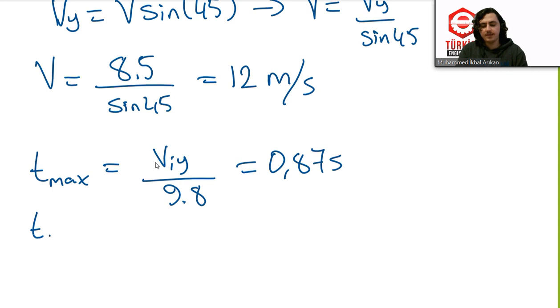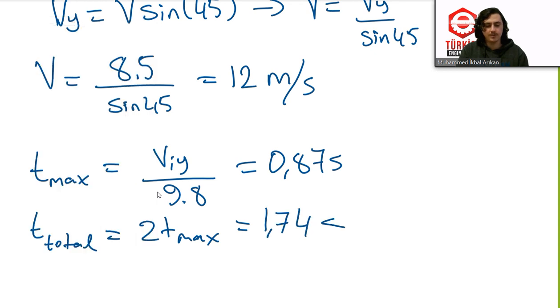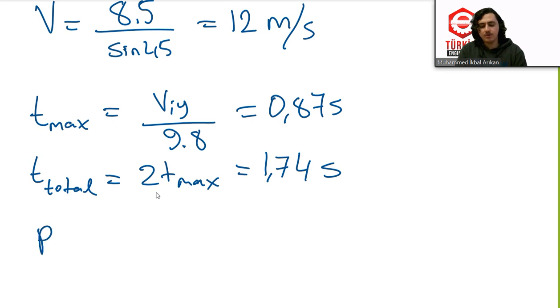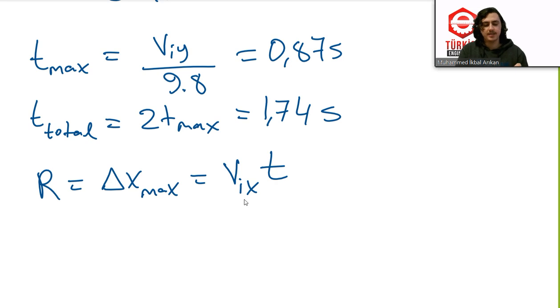And what about T total? It will be just 2 times T max. So take 2 of this one, and you will get 1.74. Actually, it is nearly equal to this one. So I can solve for the range, which is delta x max, initial velocity in x multiplied by time. But I don't know v initial x here. I will put v initial x as v times cosine theta, because I know v. So delta x max will be equal to v cosine theta times time.